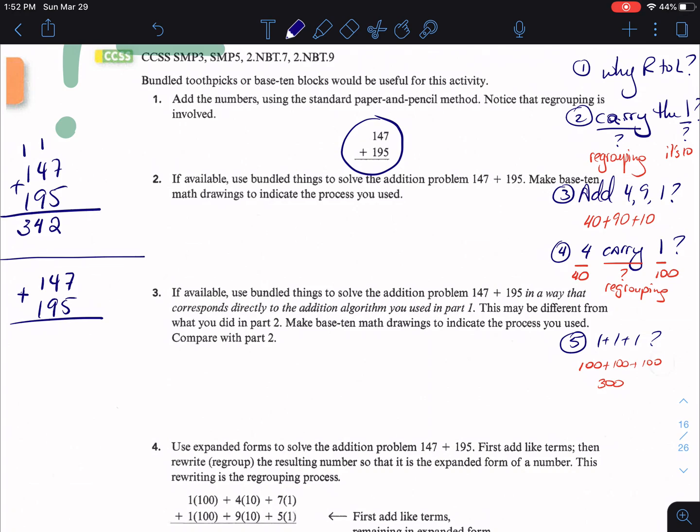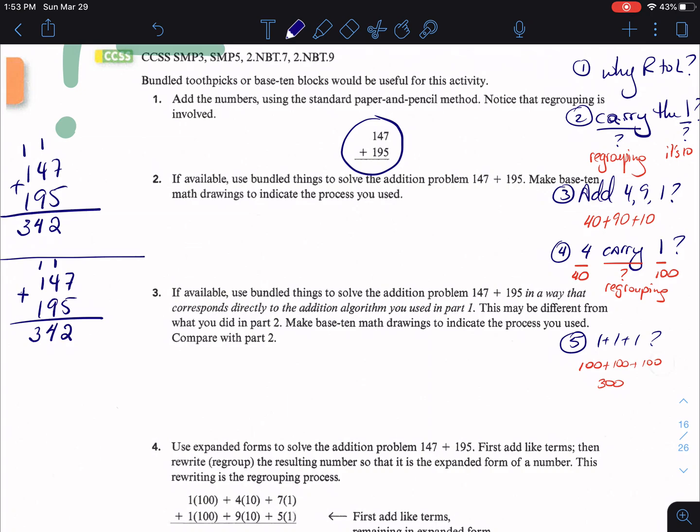Just for the sake of doing it the same way as the standard algorithm, I'm going to go from right to left, even though it's not intuitive. So 7 and 5 is 12, so that's 2 ones and 1 ten. 10 and 40 and 90 is 140, so that's 4 tens and 1 hundred. And 100 and 100 and 100 is 300. Now notice I wrote exactly the same thing that I wrote up above, but now it actually makes sense as to what I'm doing and where these numbers are coming from.